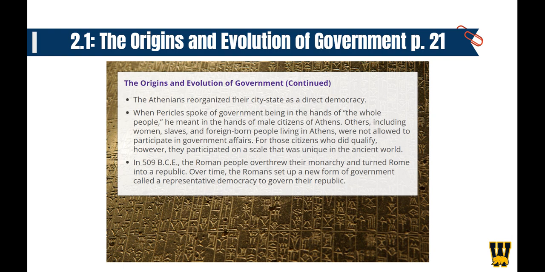The origins and evolution of government continued. The Athenians reorganized their city-states as a direct democracy. When Pericles spoke of government being in the hands of the whole people, he meant in the hands of male citizens of Athens. Others, including women, slaves, and foreign-born people living in Athens, were not allowed to participate in government affairs. For those citizens who did qualify, however, they participated on a scale that was unique in the ancient world. In 509 BCE, the Roman people overthrew their monarchy and turned Rome into a republic. Over time, the Romans set up a new form of government and called it representative democracy to govern their republic.